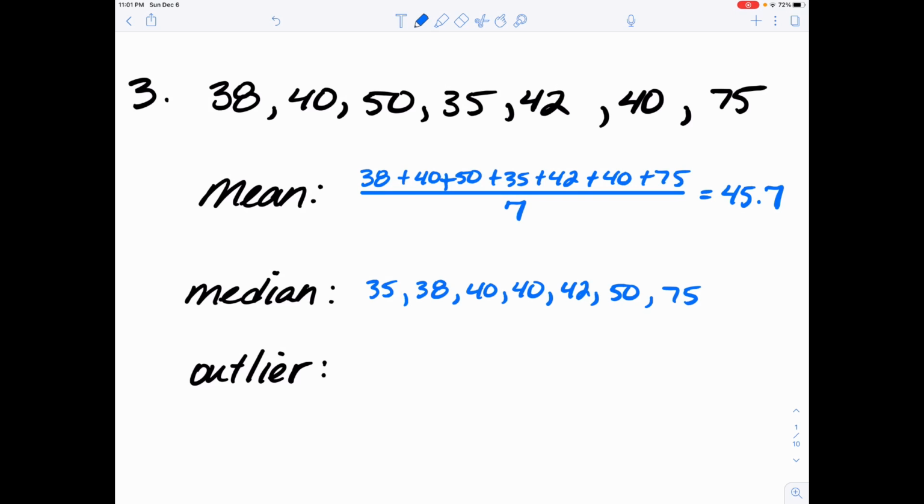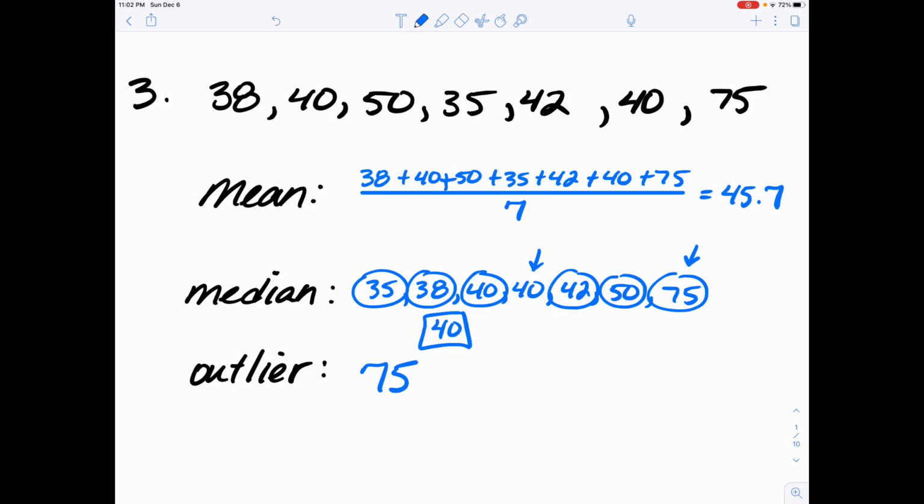So what I'm going to do is start from the ends, and in this case I'm going to circle my way to the center of the data, or the exact middle, and it looks like in our case the median is 40, and an outlier is just looking for the value that doesn't necessarily belong with the rest. In our case, I believe that 75 is a much higher value than the other. So the outlier in this case is 75.